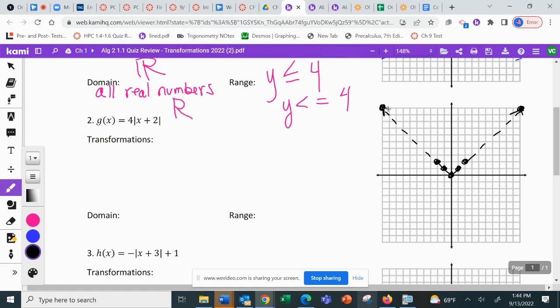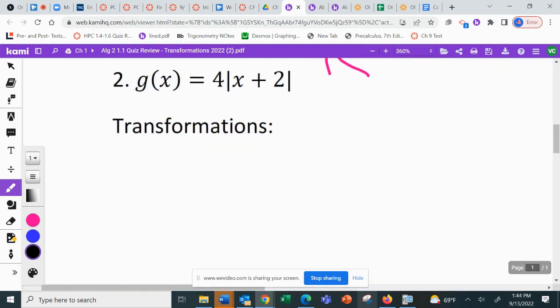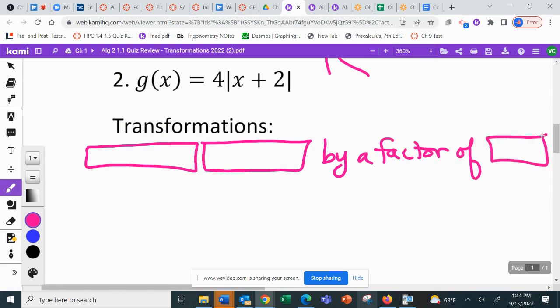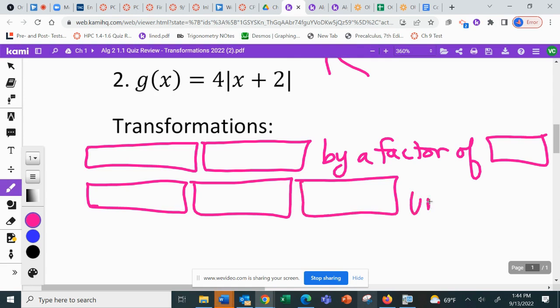Okay, so we need to write our transformations first. So I'm going to draw the boxes of what you would see on the Canvas quiz, and then we'll fill that in together. Kind of ran out of space for that box, but all the boxes are going to look the same. So we've got blank, blank, by a factor of blank.